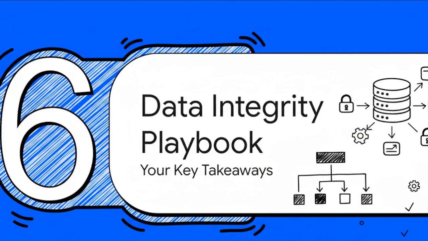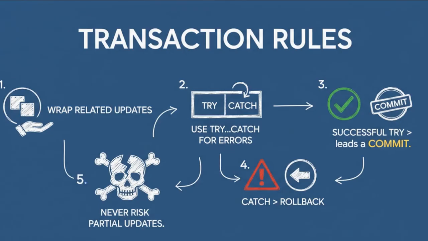So let's boil all of this down into a simple, clear playbook that you can use in your own work to make sure your data always stays safe and consistent. Here are the rules of the road. 1. If you have 2 or more database updates that rely on each other, always wrap them in a transaction. 2. Use that try-catch structure to manage them. 3. A successful run means you commit. 4. Any error for any reason must trigger a rollback. And rule number 5, the risk of a partial, half-finished update is just never, ever worth it.